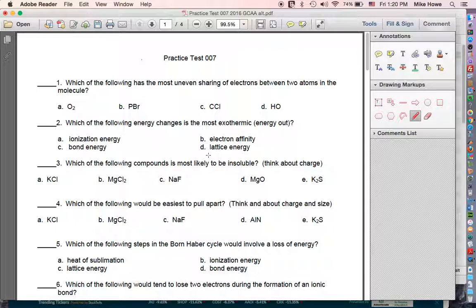So here's a little review of the practice test that we worked on in class on Friday. We went through the first part of these in class, but I'll review it in case you missed something while we were talking about it. So the first question asks about the most uneven sharing. Uneven means that the two atoms are not sharing electrons equally. So that would be based on electronegativity difference.